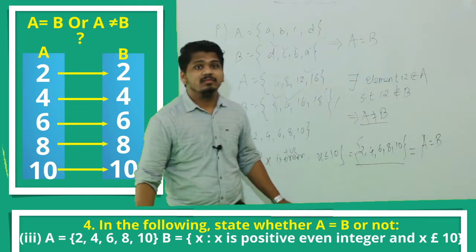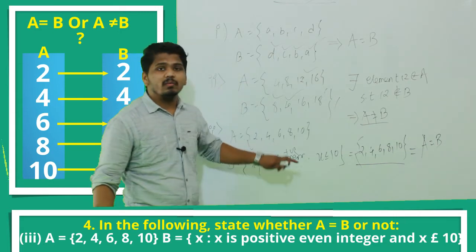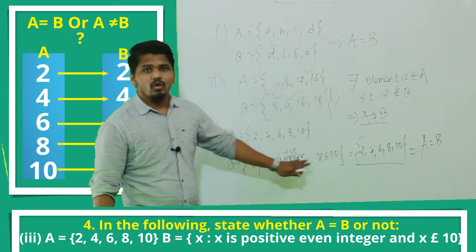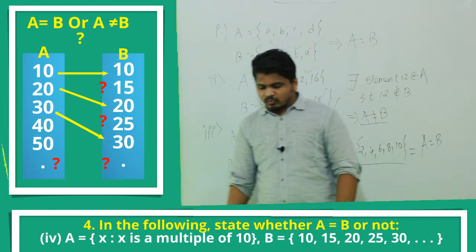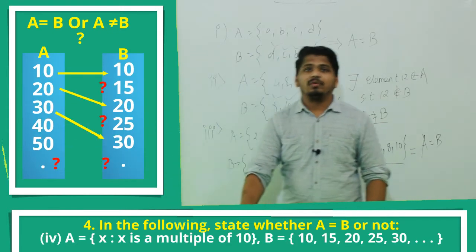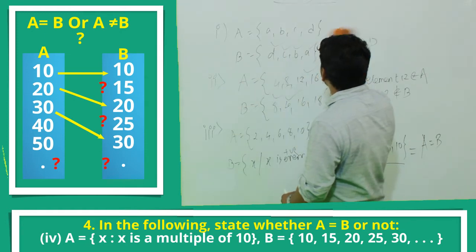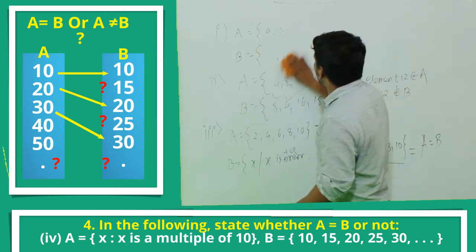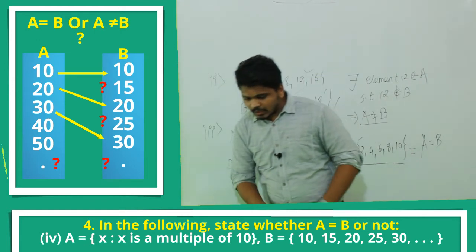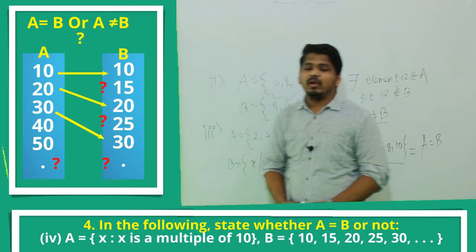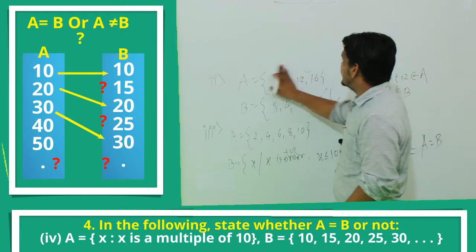You have exactly the same elements in A and B, but one was in set-builder form and this is your roster form. Now the last example says what? A equals x such that x is a multiple of 10. Okay, they have given some definition for your set A. Now what about B? For this, B is nothing but 10, 15, 20, 25 and 30. This is your tabular form directly.